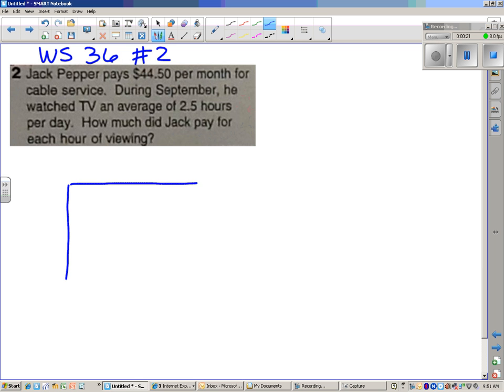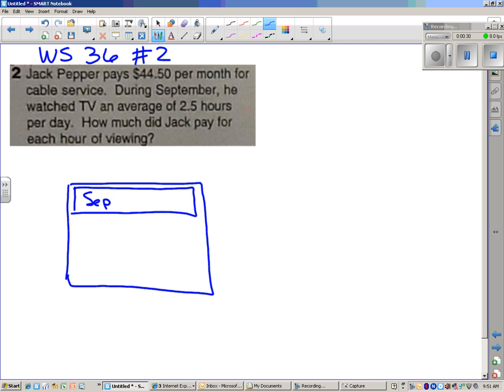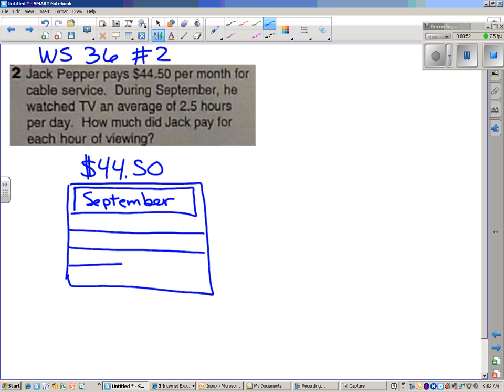First thing you need to do on the back of your piece of paper is visualize it. You don't have to draw a picture, but it does help. Draw a pretty little picture of the month of September. Okay, so here's the month of September. And personally, I would then, so it said $44 is how much you paid for the whole month. During September, he watched 2.5 hours per day.